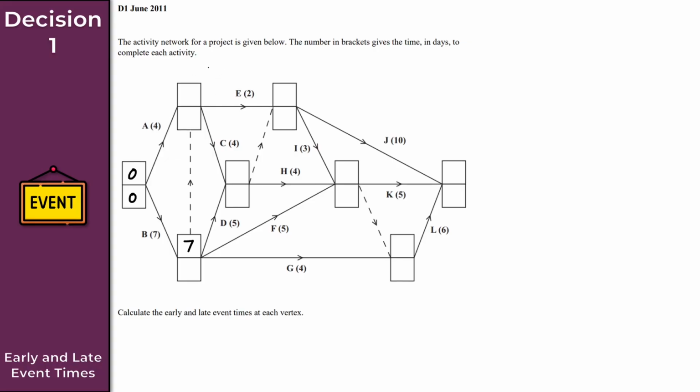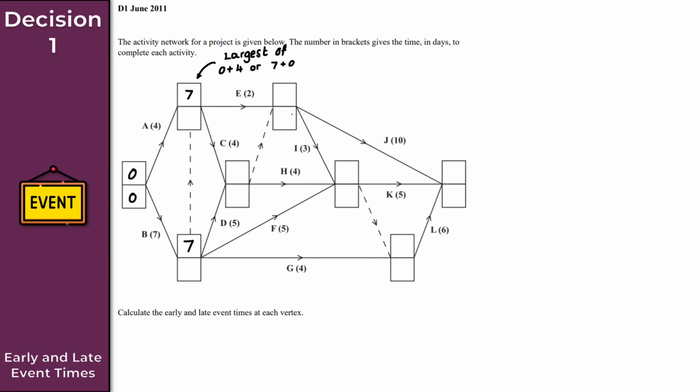Perfect. We can now find the early event time for this node here. So I've got a choice of 2, right? Let's just make a note here. So I want the largest of, so like we just said, we've got a choice of 2. It's either going to be 0 plus 4, or 7 plus 0. And clearly 7 is greater than 4. So my early event time here is 7. Don't forget, we always choose the largest as we go forward. So let's just keep going here.